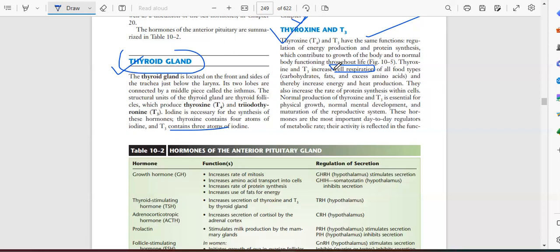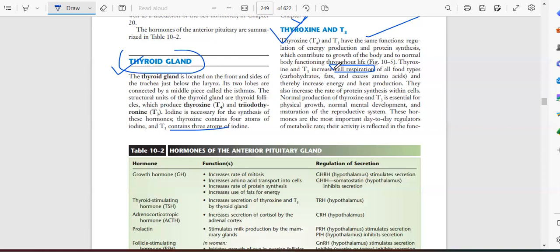So basically, T3 and T4 are for development, for physical growth, and for maturation of the reproductive system. What will happen if T3 and T4 are absent, or if excess T3 and T4 is present? Cell energy production will increase if T3 and T4 increase. If T3 and T4 decrease, cell energy production decreases. Likewise, we have to think about this whenever a patient with hypothyroidism or hyperthyroidism comes to your clinic.